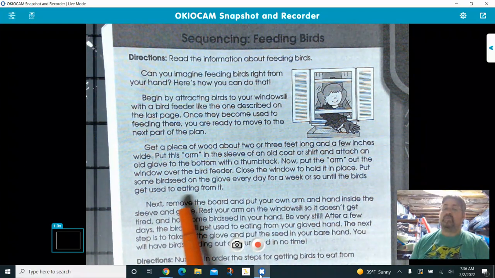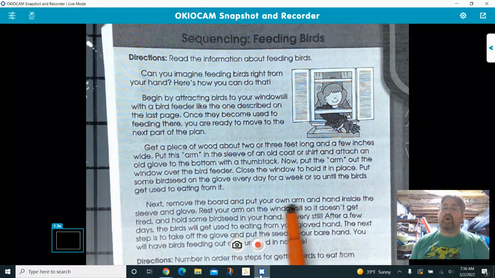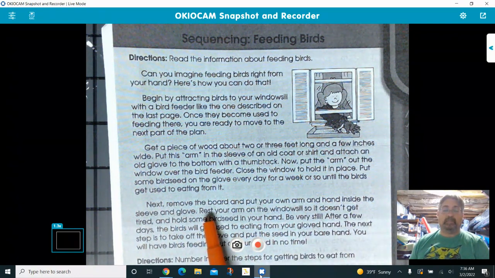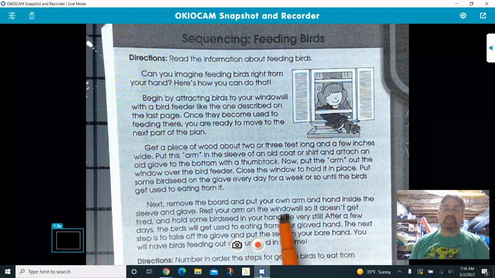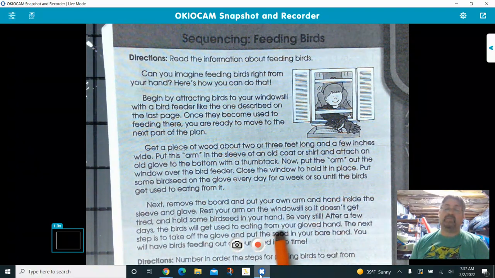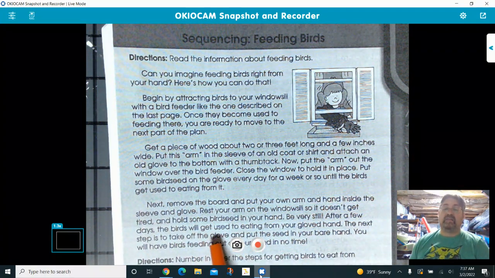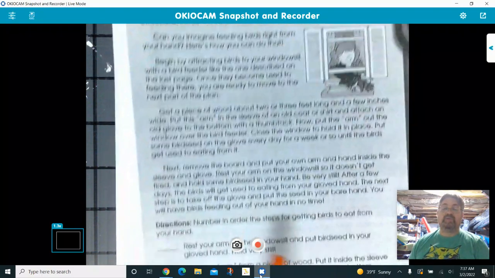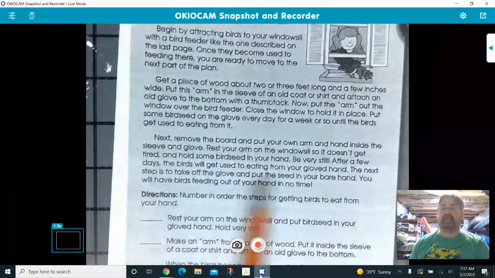Next, remove the board and put your own arm and hand inside the sleeve and glove. Rest your arm on the windowsill so it doesn't get tired and hold some bird seed in your hand. Be very still. After a few days, the birds will get used to eating from your gloved hand. The next step is to take off that glove and put the seed in your bare hand. You'll have birds feeding out of your hand in no time.